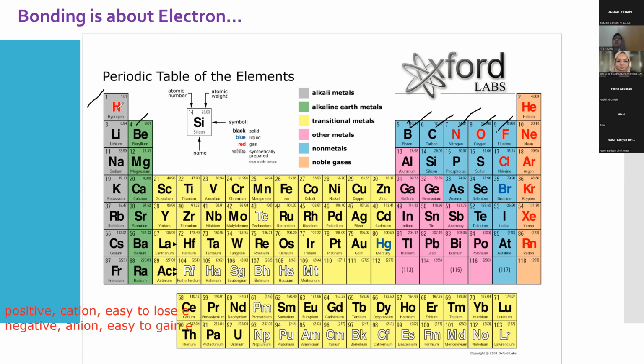Group 1 and 2. That's right, 1 and 2. Why 1 and 2? Let me make an example: sodium.